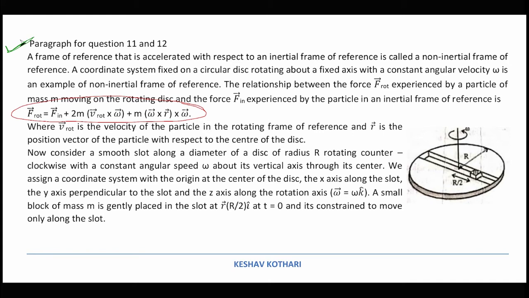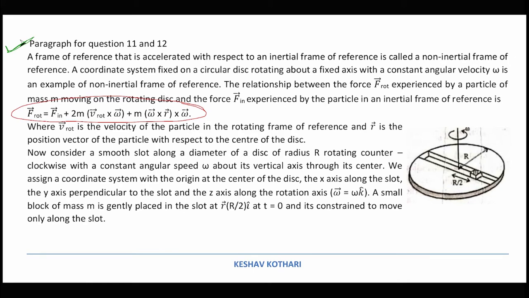Now consider a smooth slot along a diameter of a disk of radius r rotating counterclockwise with a constant angular speed omega about its vertical axis through its center. We assign a coordinate system with the origin at the center of the disk, the x-axis along the slot, the y-axis perpendicular to the slot, and the z-axis along the rotational axis, omega k cap. A small block of mass m is gently placed in the slot at the position vector r at t equal to 0 and it is constrained to move only along the slot.